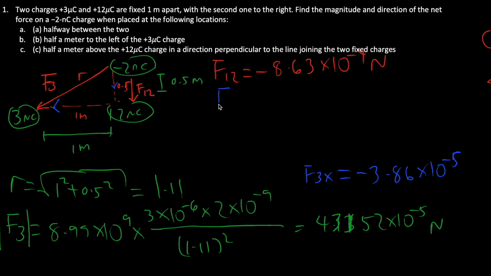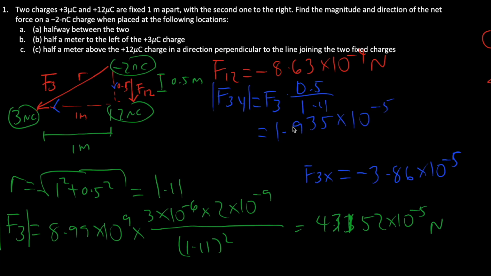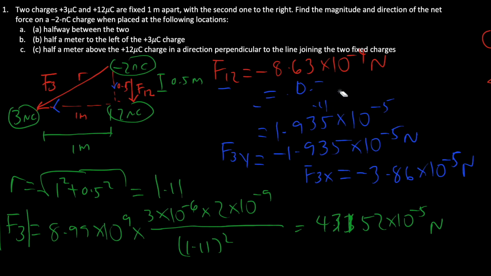Now you can calculate F3y. It's going to be equal to F3 sine theta, which is equal to F3 times 0.5 over 1.11, and this gives us a value of 1.935 times 10 to the negative 5th power. And same thing, I'm taking the magnitude here, so it gives us a positive value, but because we know this is pointing downward, F3y must be a negative value. So negative 1.935 times 10 to the negative 6th power Newton. Now we can calculate the net force.